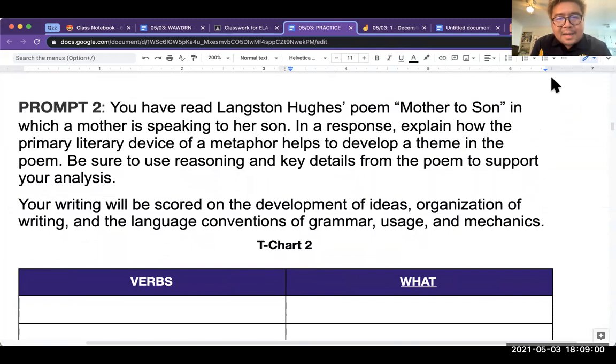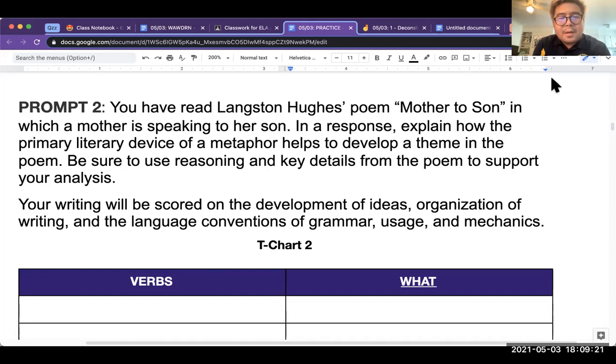You have read Langston Hughes' poem, Mother to Son, in which a mother is speaking to her son. In a response, explain how the primary literary device of a metaphor helps to develop a theme in the poem. Be sure to use reasoning and key details from the poem to support your analysis.